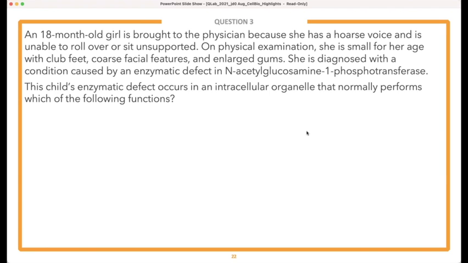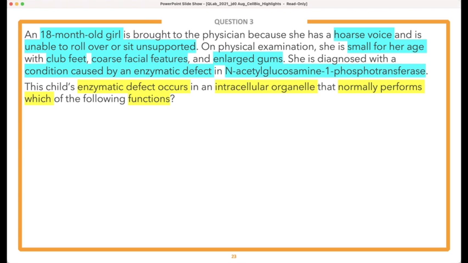Thank you, Jeff. So once again, we will go ahead and show you what we think are the important clues in this vignette and the lead-in. So starting off, now we have a much younger patient, an 18-month-old girl. And again, they're giving us reasons for why she's coming to the physician, okay? Always important to make note of that. Additional physical exam findings. So very important exam findings. You do not want to miss those clues. And then they're generous enough to tell us that she's diagnosed with a condition with a certain exact defect, okay?